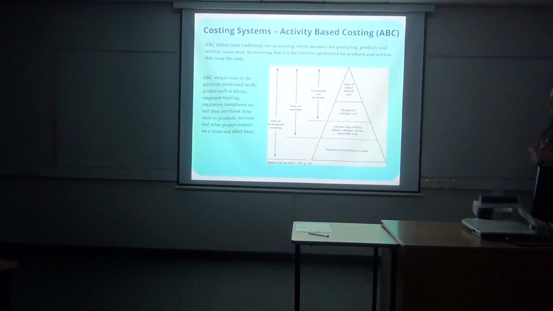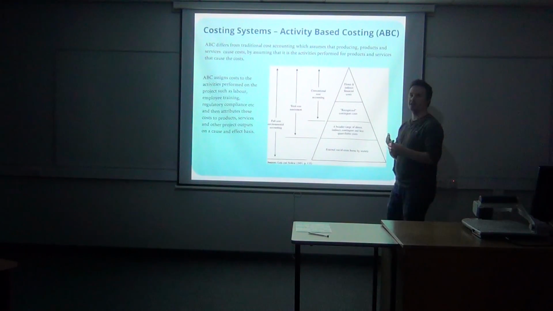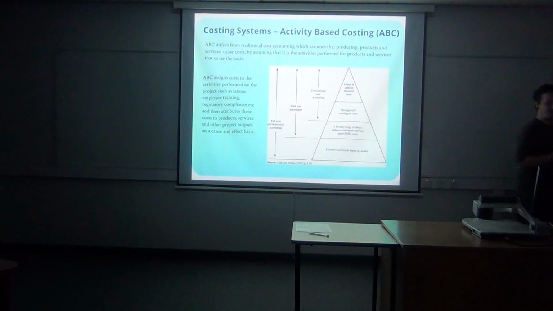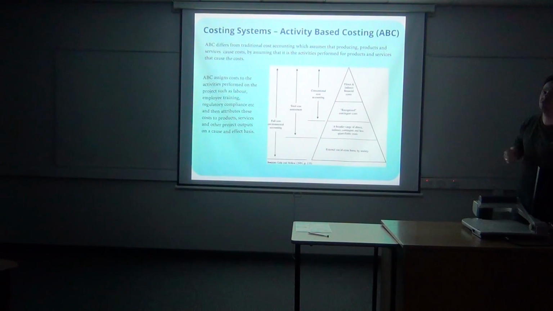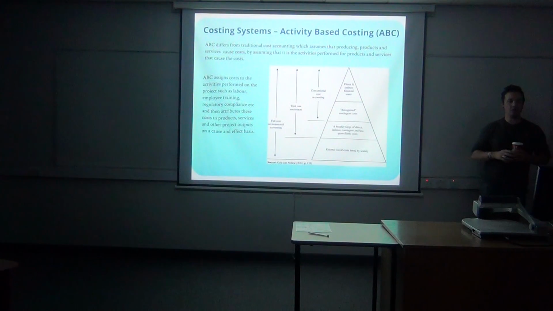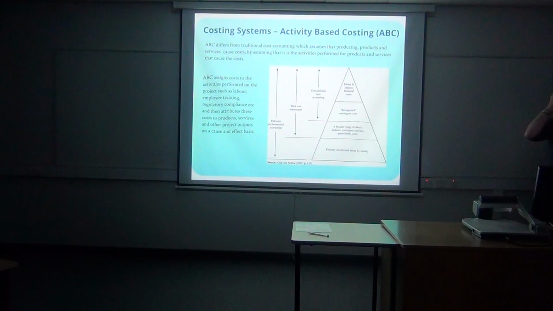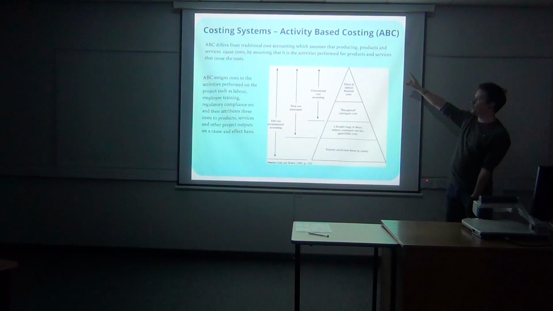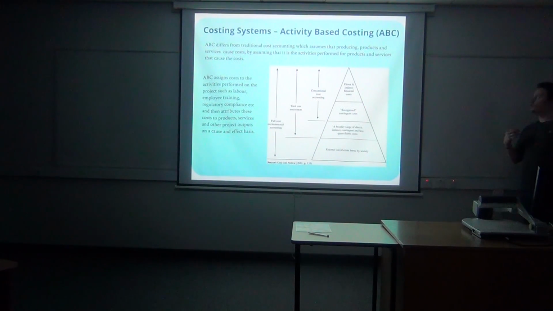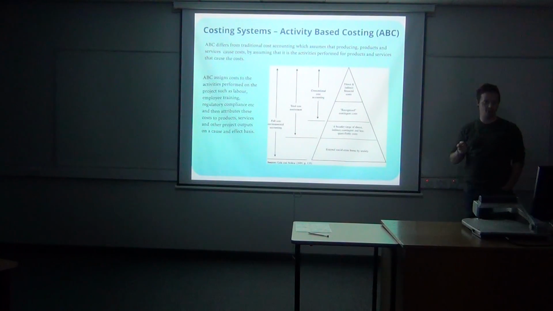So we're not going to go into too much detail with these because it's finance, and I don't like finance, and I guess a lot of you guys probably don't either. But there are some systems out there for you to investigate. Stuff like ABC accounting, okay? It differs from traditional cost accounting, which assumes that producing products and services cause costs. ABC assumes the opposite way round. It assumes that the activities performed for products and services cause costs. So the actual production of a product doesn't cost anything, it's the activities performed where the cost is.